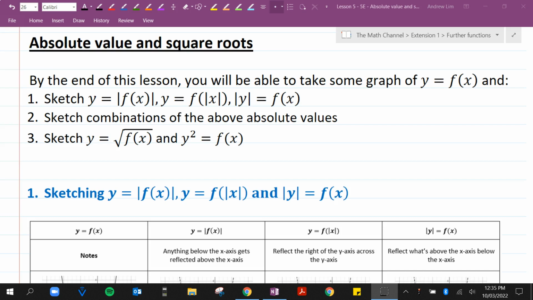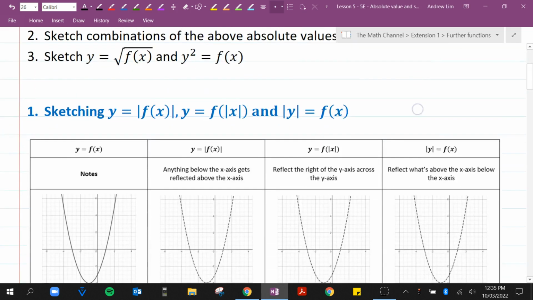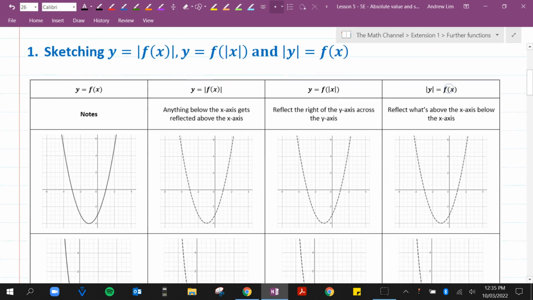Now, this might seem a little intimidating at first because of all these different notations, and you might be wondering how you're going to know what to do. It's actually not too bad. It took me a little bit of time, but with practice, you'll get used to it. So let's have a look at the first part of this lesson.